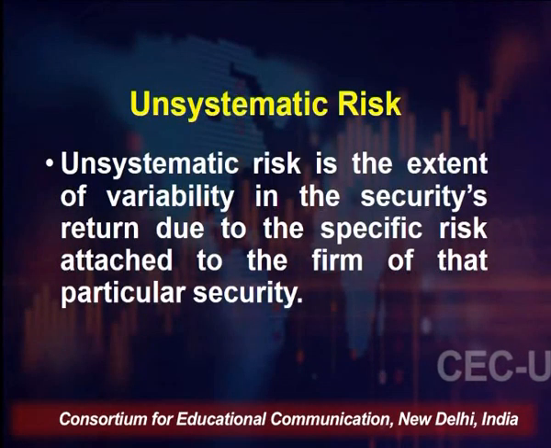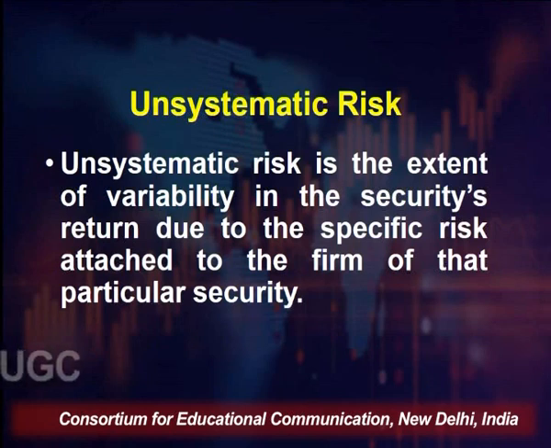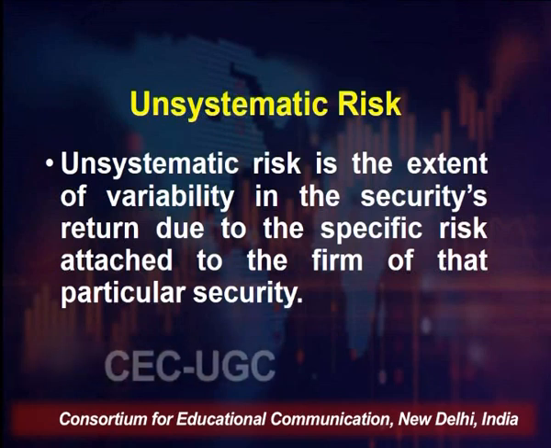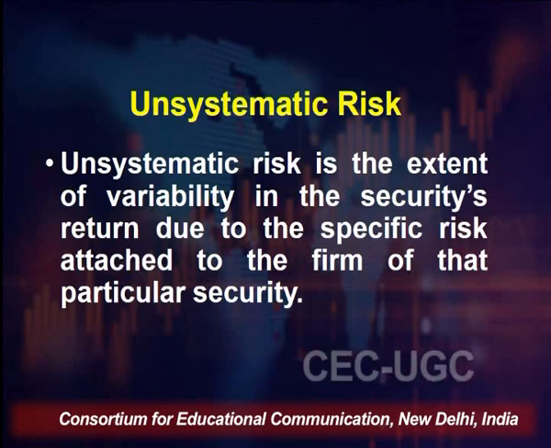Unsystematic risk is the extent of variability in the security's return due to the specific risk attached to the firm of that particular security. For example, if you're talking about a stock like, say, Reliance Power. Now Reliance Power belongs to the power industry, and if we put all our funds in just one sector or in just one stock, it would be much riskier than investing in multiple securities or in multiple assets. So any bad news which affects the power sector certainly will have an impact on Reliance Power as well.